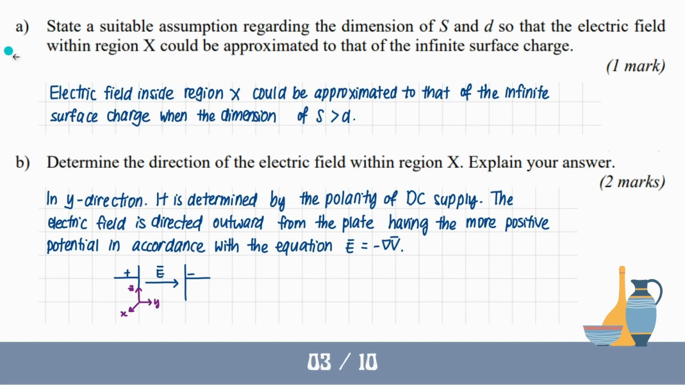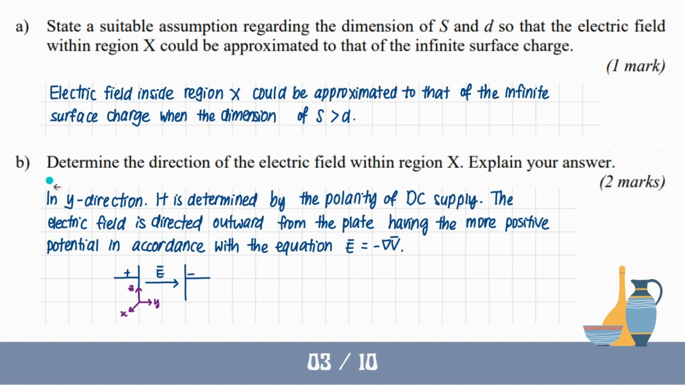For part A, we have to set a suitable assumption regarding the dimension of S and d so that the electric field within region S could be approximated to that of the infinite surface charge. The answer for this question is the electric field inside region S could be approximated to that of the infinite surface charge where the dimension of S is greater than d.